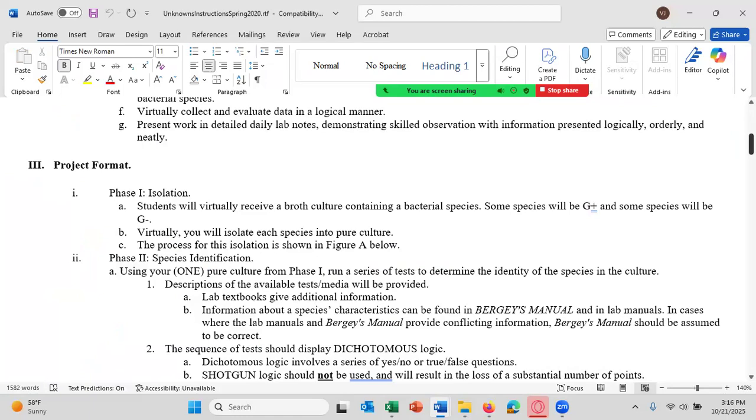All right, so the project format: you're going to receive a pretend culture, a virtual culture containing a bacterial species. Some species will be gram positives, others will be gram negative. Virtually, you're going to isolate each species into a pure culture. So you pretend to do that, you streak it out, and just write it up in your unknown notes page that you're virtually isolating the species. You need to do that 2 times. Send the cells through 2 colony isolation events to make sure you have a pure culture.